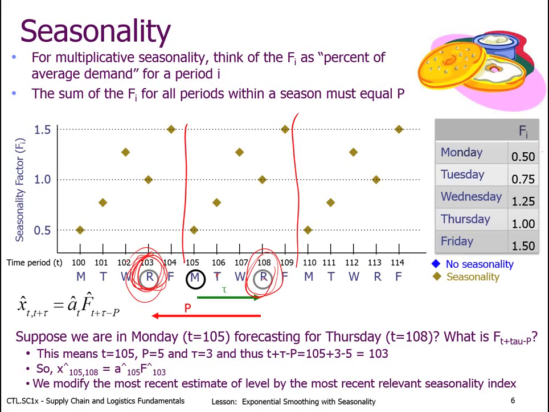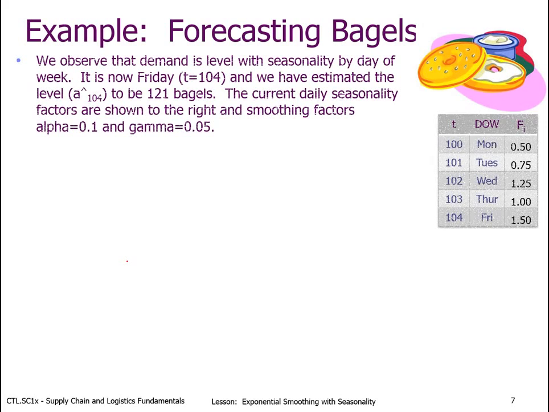So you can think of it as what we do is modify the most recent estimate of the level by the most recent relevant seasonality index. And by relevant, I mean the same type of period: a Monday to a Monday, a Tuesday to a Tuesday, and so on. So let's do a quick example. We're in our sandwich shop.